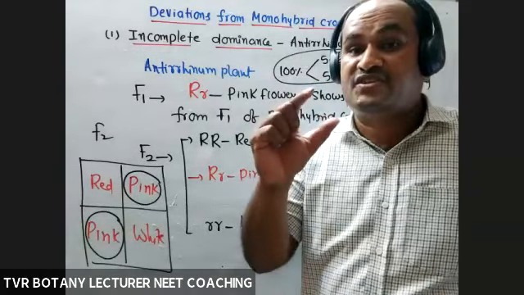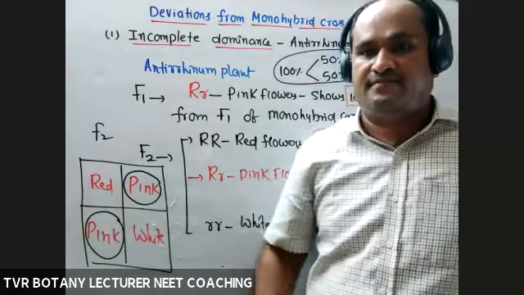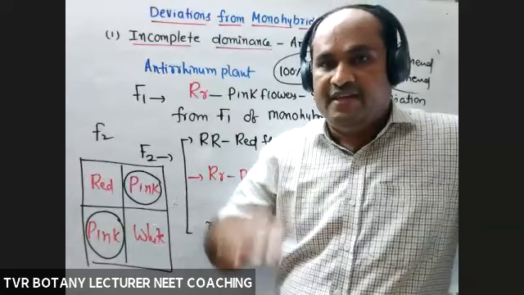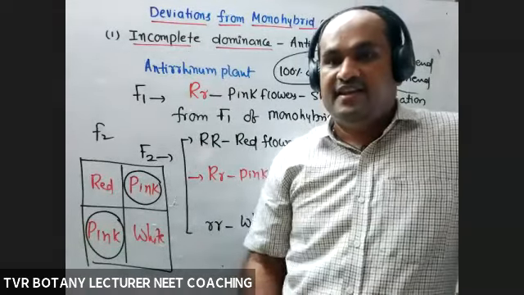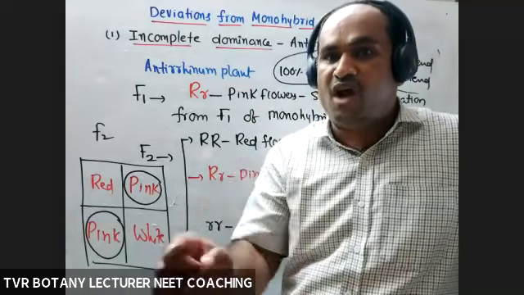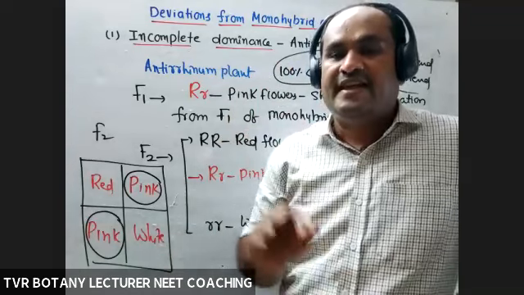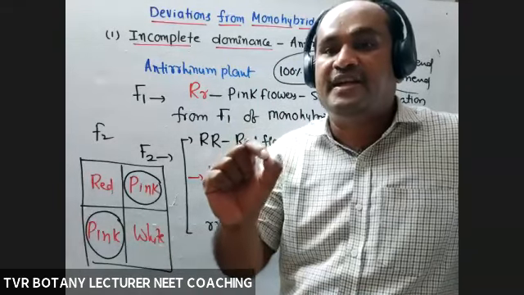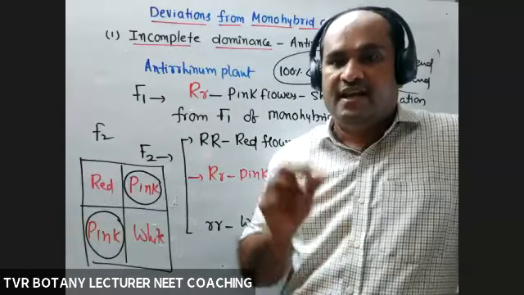So when capital R is associated with small r, what about the expression of capital R? Capital R is incompletely expressed. That is very, very important. If capital R is associated with capital R only, dominant. If capital R is associated with a small r on the homologous region of the homologous pair of chromosomes, capital R is incompletely expressed. For this one, take one example, that is Asian Paints.